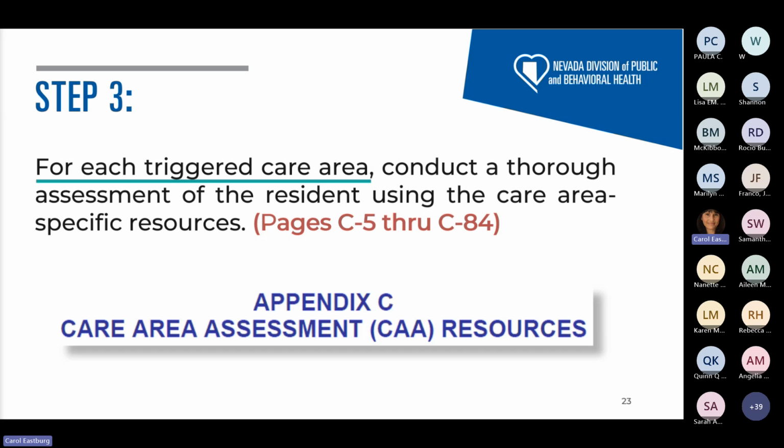Step 3 tells us that for each triggered care area, we need to conduct a thorough assessment using the care area specific resources. For this, we go to Appendix C, the CAW Resources section, which includes pages C-5 through C-84 and covers all 20 possible care areas. More about this in a few minutes when we look at our example.